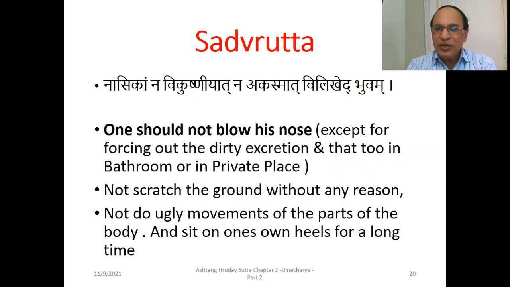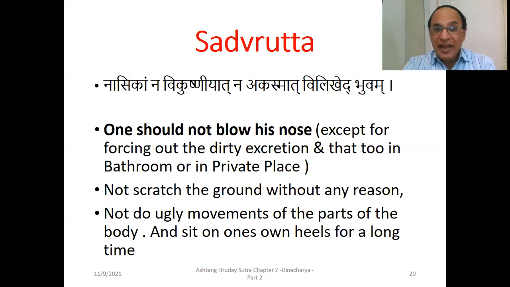Nasikam na vikushniyat na akasmat vilikhet bhuvam. One should not blow his nose except for forcing out the dirty excretion, and that too in the bathroom or in private, not publicly. Public spitting is not allowed. Remember this thing. There is a punishment, a penalty for that matter from the corporation, from the government.